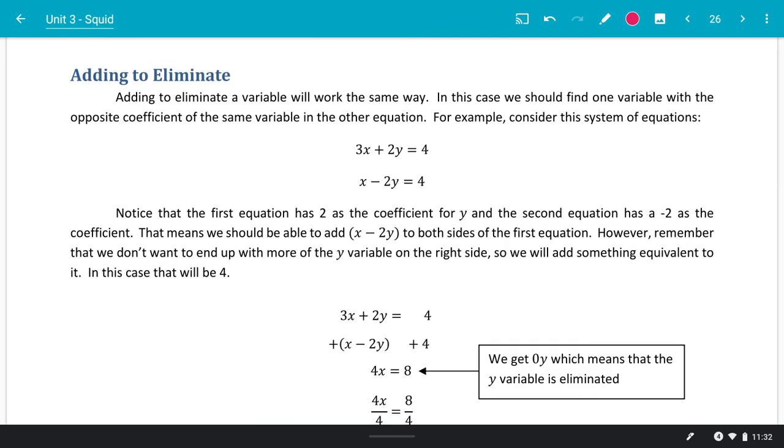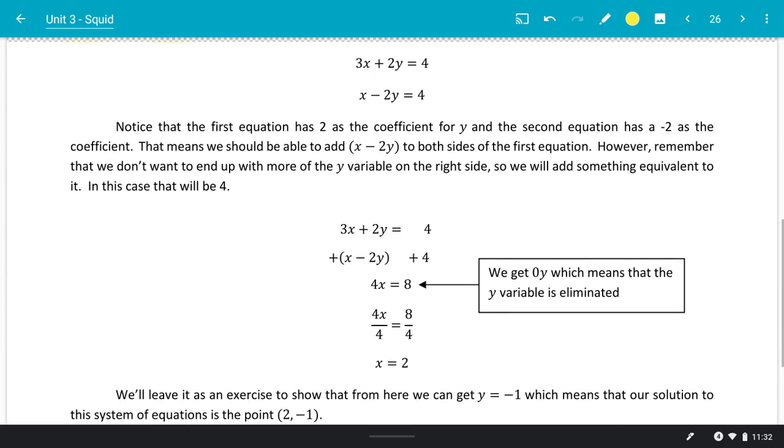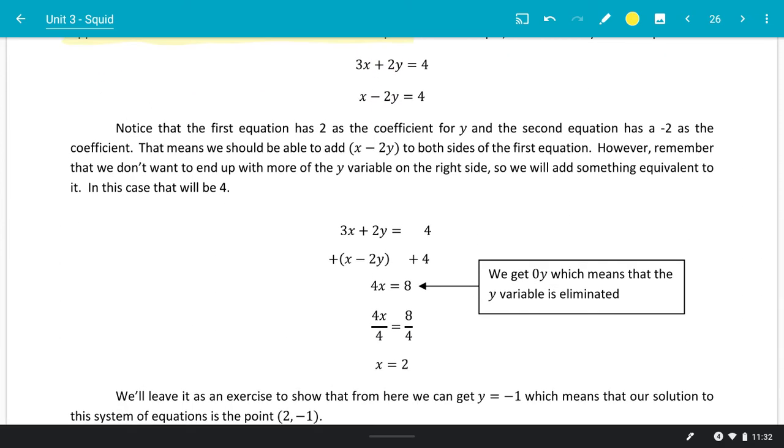Adding to eliminate. Adding to eliminate a variable will work the same way. In this case, we should find one variable with opposite coefficients of the same variable in the other equation. For example, we can see those two y's. If we were to add these two equations together, the y's will certainly cancel. Notice that the first equation has a 2 as a coefficient for y, and the second has a negative 2.